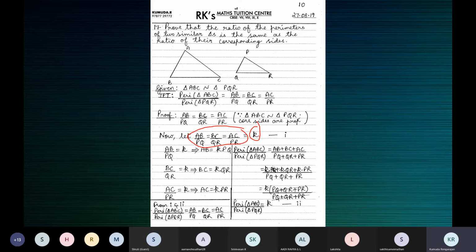So this means, from 1 and 2, I have marked this 1 and this one is 2. From 1 and 2, it follows that perimeter of ABC by perimeter of PQR is equal to K. If it is equal to K, that means it is equal to all of this: AB by PQ, BC by QR, and AC by PR.